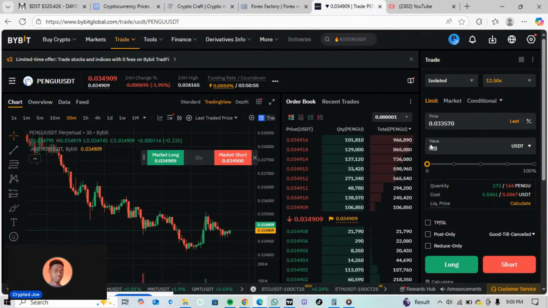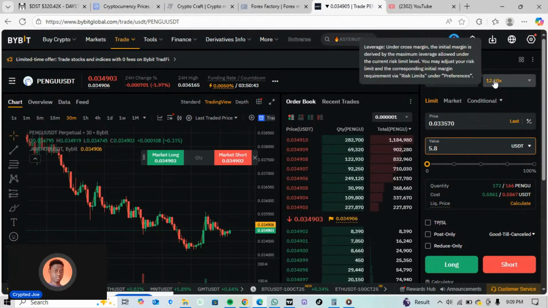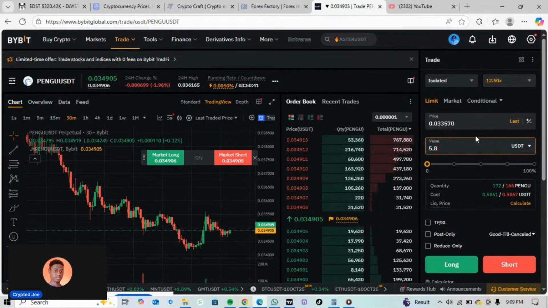this other one here, this second one. So you type the 50 here, in this selected box. The first one is for your entry, then you select that 5x here. So it will now look like you are entering the trade with $50, but you are just entering with $10.